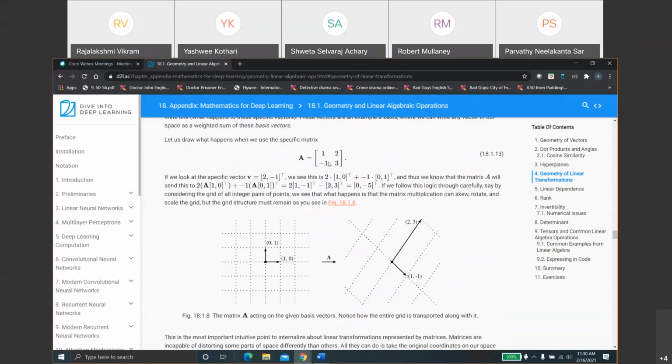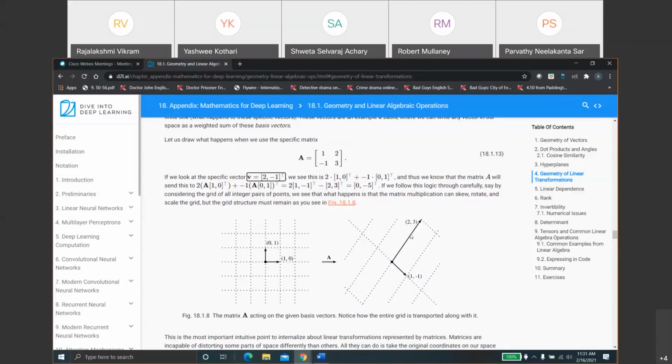This is a matrix A, 1, 2, -1, 3, and we want to see how it affects the vector 2, -1. So we'll just put it in the above equation, which means 2 times A of 1, 0 plus minus 1 into A of 0, 1. It will give you 2 times 1 comma minus 1 minus 2 comma 3. So basically, the matrix A when applied to 1, 0 and 0, 1 changes the vectors to 1 comma minus 1 and 2 comma 3. So here you can see that the matrix is changing the vector. It is basically rotating and scaling the vector.